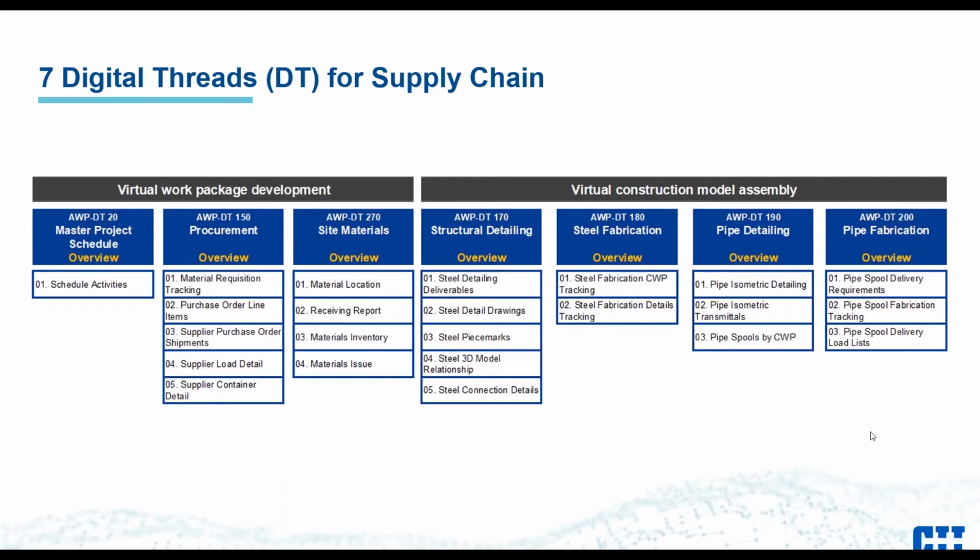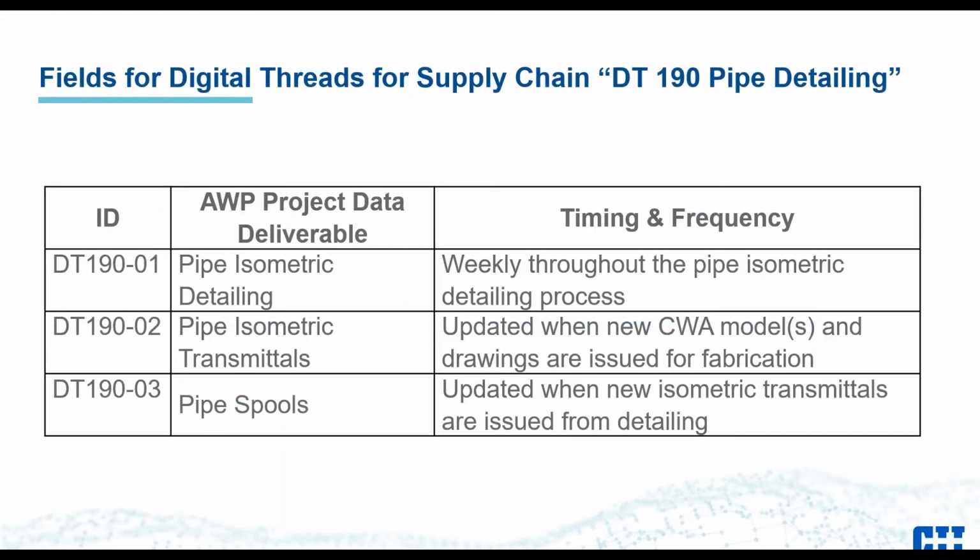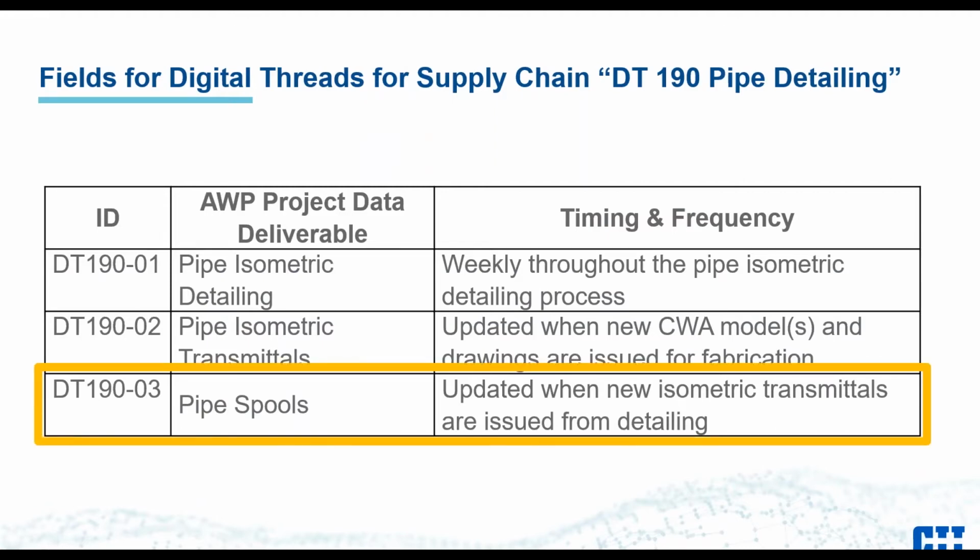You see them here. If you click the next button, we're going to actually focus in on one of the categories, which is pipe detailing. Go ahead to the next slide. And what you'll see here is that this is DT190. And DT190 is actually composed of 3 sub-threads, 01, 02, and 03. And embedded within these would be the data requirements for that particular subcategory, very similar to the data requirements team previously. Also documented here is the timing and frequency of the required data within that subthread.